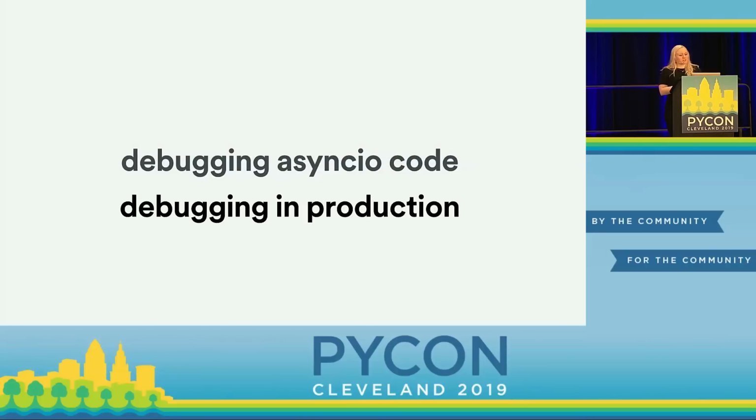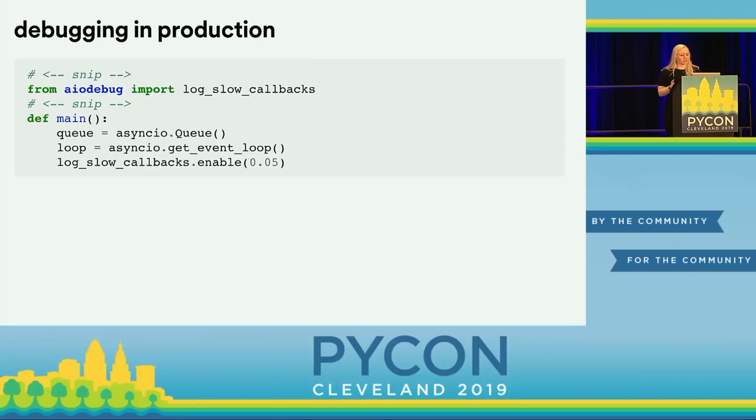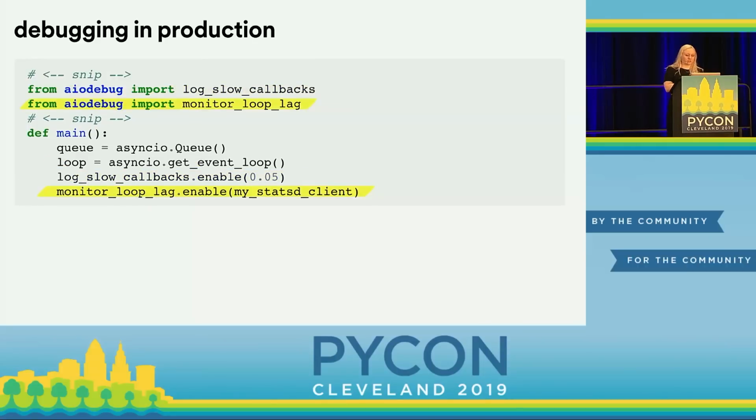Much like some people's testing philosophies, sometimes you need to debug in production, but you usually don't want full-on debug mode while in production. So there's a lightweight package called aiodebug that will log slow callbacks for you. It also comes with the ability to report delayed calls to statsd if you use that. That's the only thing the package will do, so it's super lightweight.